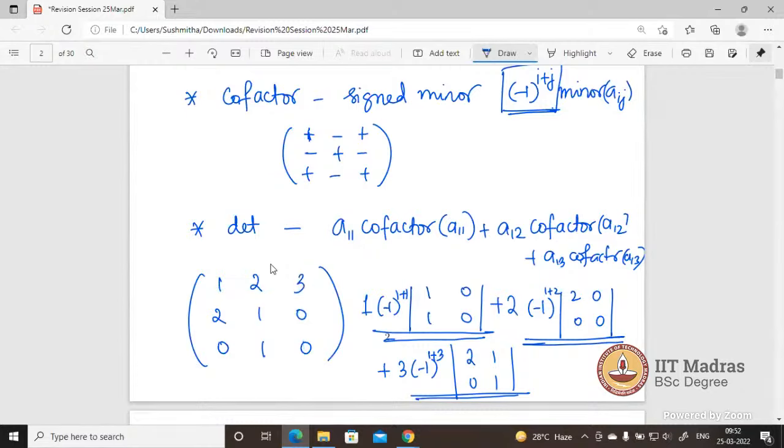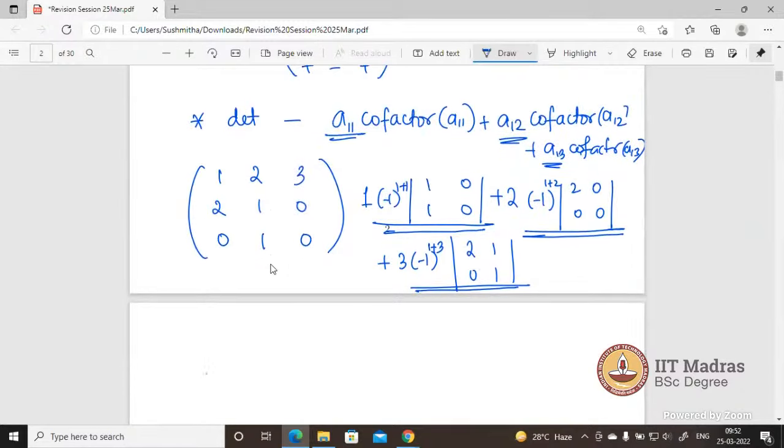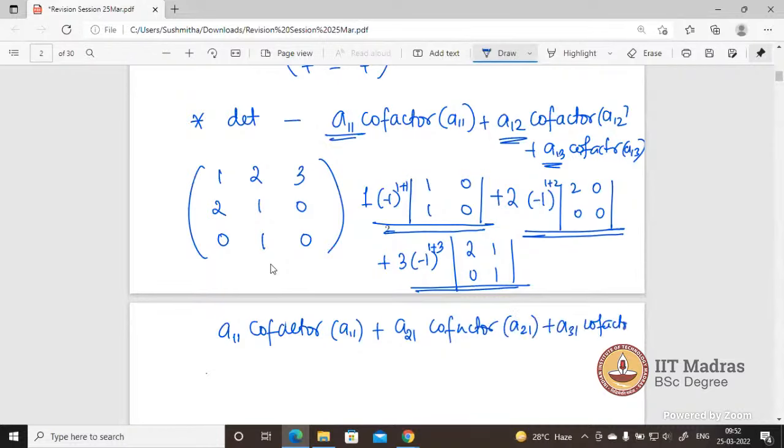So you can find the determinant by expanding along any row or any column. It doesn't matter which row you choose. You can even choose columns. So I can do the same thing. Say for example, I expand along the first column. That's going to be A11 into the cofactor of A11, plus A21 into the cofactor of A21, plus A31 into the cofactor of A31.